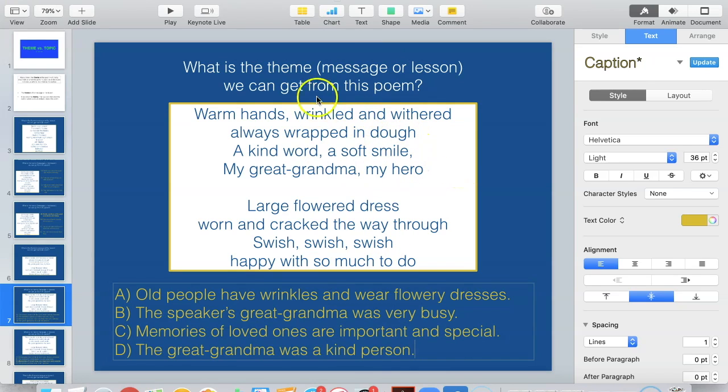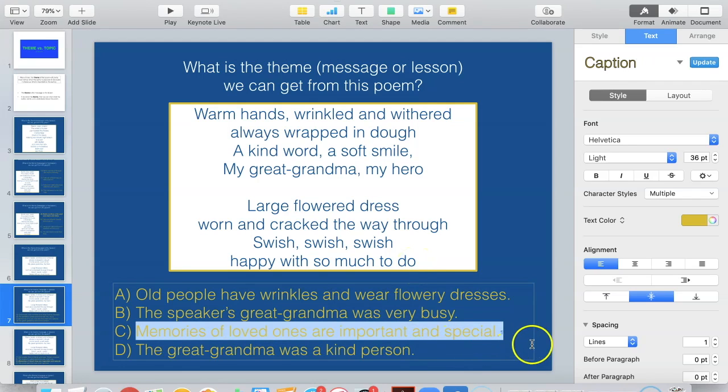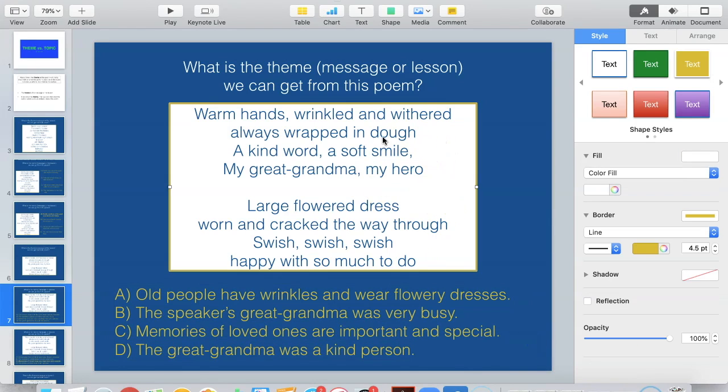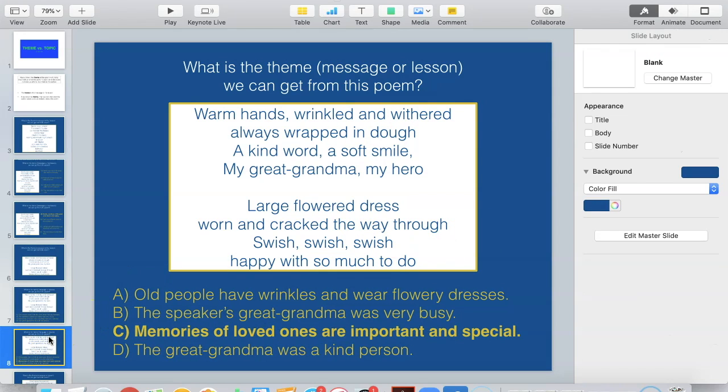Well, it seems like she is up here, but then what's the point of the second stanza? That has nothing to do with kindness. She's kind in the first part, but it says nothing about it in the second part. So I don't think we can choose D. It's going to have to be C. Memories of loved ones are important and special, because in both stanzas, is the grandma presented as important and special? Is the whole thing about a memory? Yes, the whole poem is about a memory.